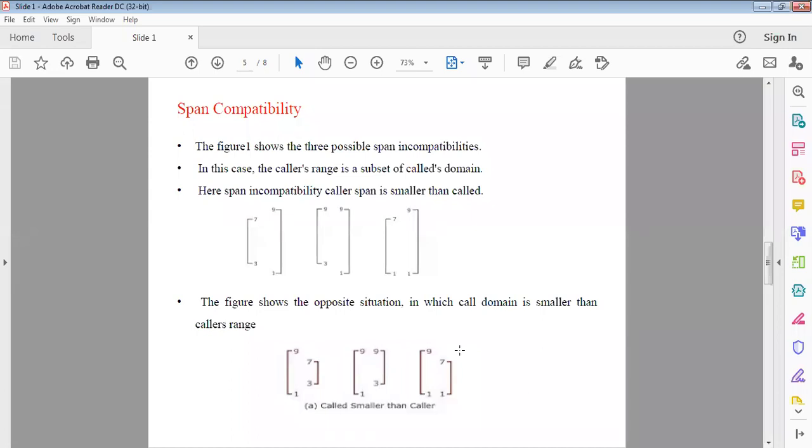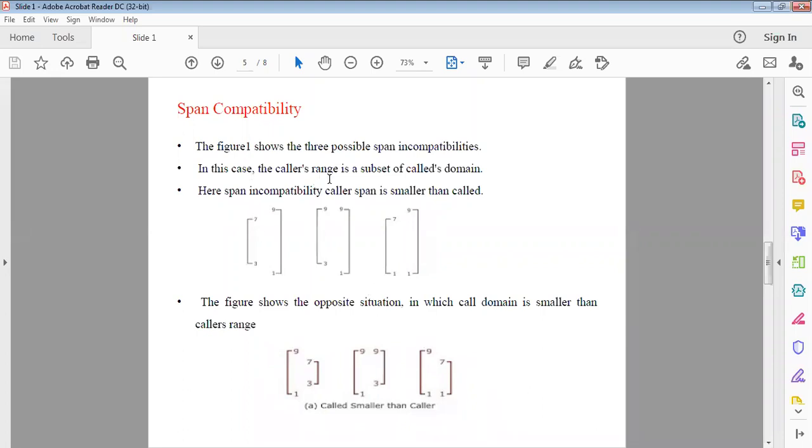So in span compatibility, we have different types of incompatibilities. If these incompatibilities are identified, then they are not in a good span, not in span compatibility. So now we have to see the different ways incompatibilities can be represented for this span. What are the span incompatibilities? These are the following figures that represent the three possible span incompatibilities.